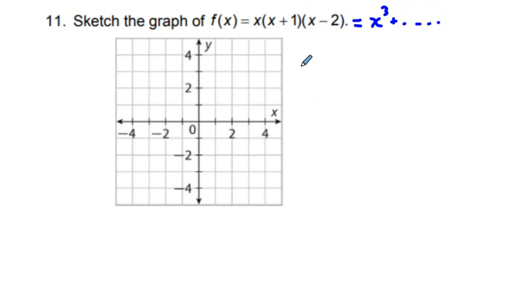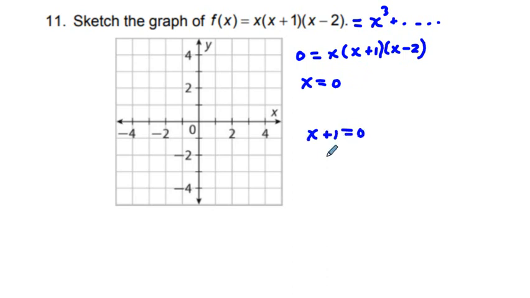So we can set each of these factors equal to 0. If we set the whole thing equal to 0, x times quantity x plus 1 times quantity x minus 2, and then set each of these factors equal to 0, we have x is equal to 0. We have x plus 1 is equal to 0, and solving for x, we have x is equal to negative 1. And finally, we have x minus 2 is equal to 0, and solving for x, x is equal to 2. So we have 3 zeros, one of which is at negative 1.